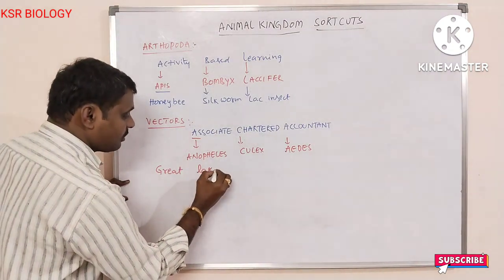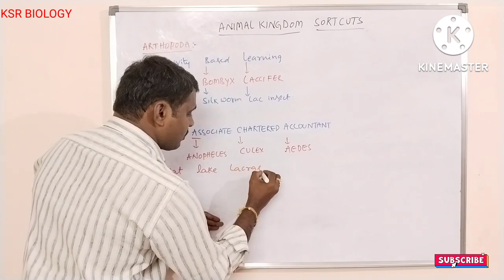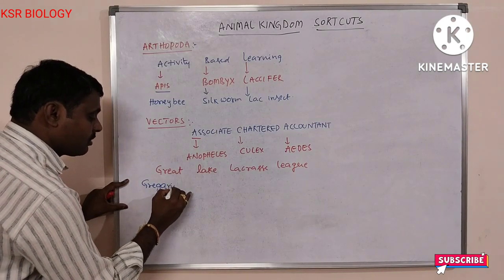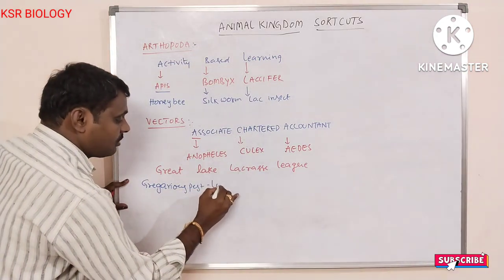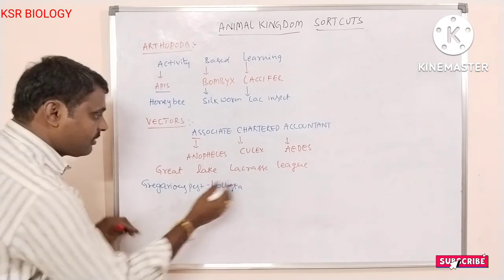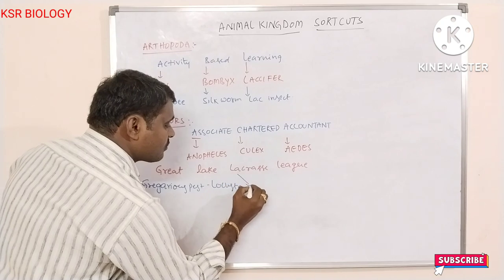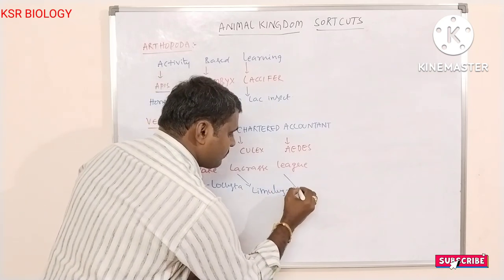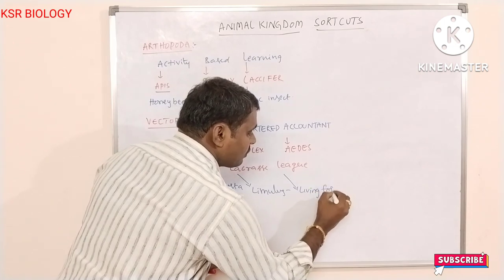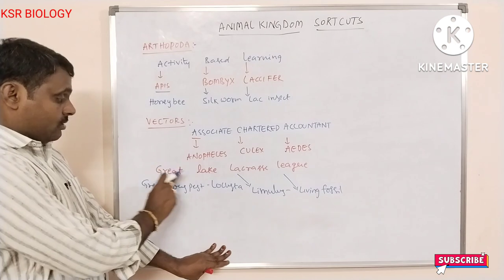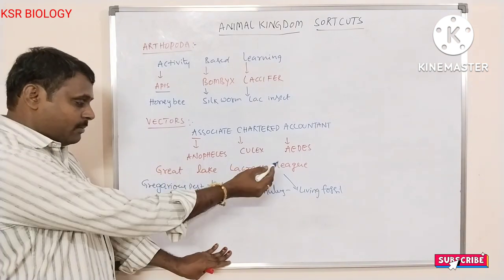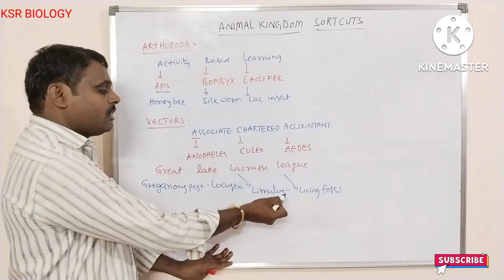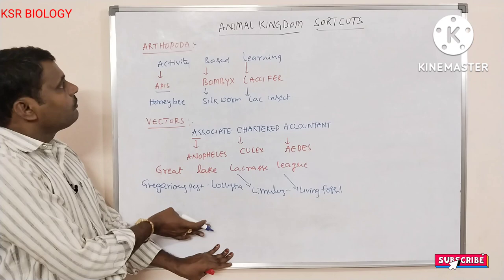Great Lake Lacrosse League. With the help of this statement, we can remember the remaining examples of Arthropoda. Gregarious pest, common name is Locusta, and Limulus, also called a living fossil. So this is about phylum Arthropoda.